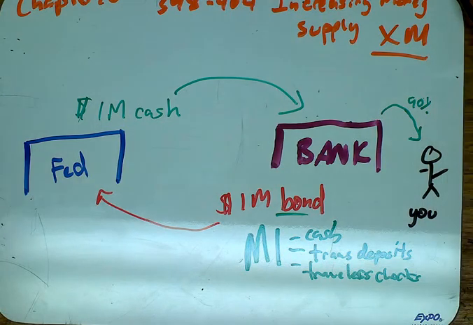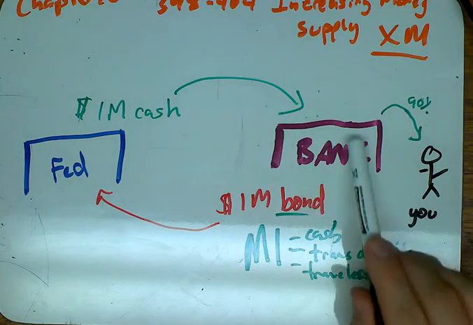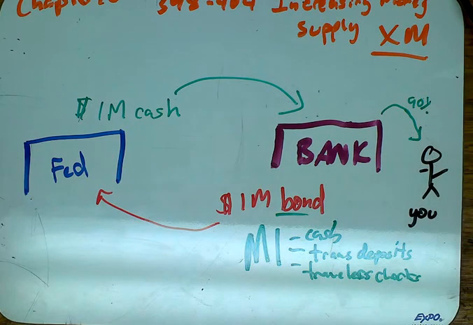If you follow along in the book, it goes over these accounting sheets, and those are nice and all, but I think this is more helpful for you. The bond goes to the Fed in exchange for some cash, and the bank keeps 10% of that and loans the rest out to you. Remember the 10% because of the required reserve rate. Anyways, that's increasing the money supply. Next video, we're just going to talk about the money multiplier.